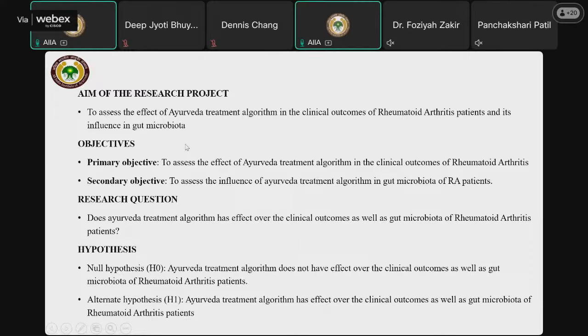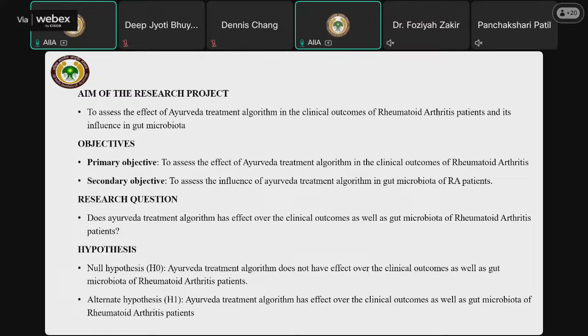The aim of the research project was to assess the effect of Ayurveda treatment algorithm in the clinical outcomes of rheumatoid arthritis and its influence in gut microbiota. The primary objective of the study was to assess the effect of Ayurveda treatment algorithm and its clinical outcomes in rheumatoid arthritis, and to assess the influence of Ayurveda treatment algorithm in gut microbiota of RA patients.